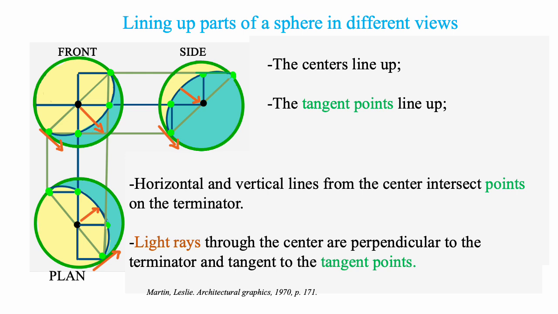The first step when finding the shadow of a sphere is to line up its different parts in the different views. So we have the front view, the side view, and the plan view. And you can see that the centers line up. The tangent points on the terminators line up. And you can see that they are connected by horizontal and vertical lines, all these green dots. The light rays go through the center of the sphere and are perpendicular to the terminator at that point, and that occurs in all the views. Here, too, the light ray is perpendicular to the terminator. And of course, the light rays are also tangent to the tangent points.